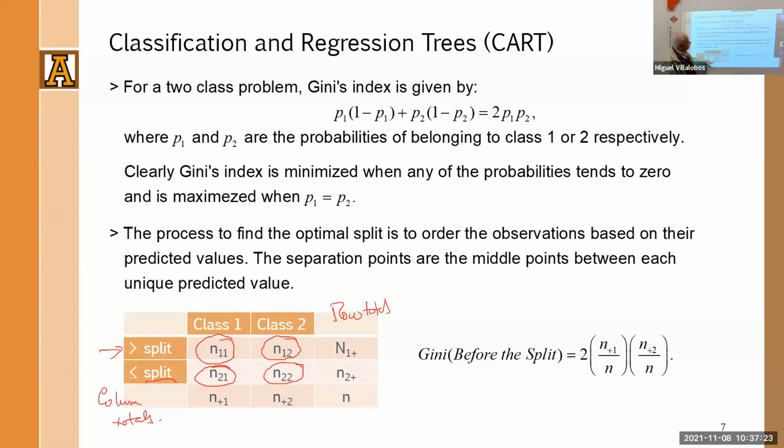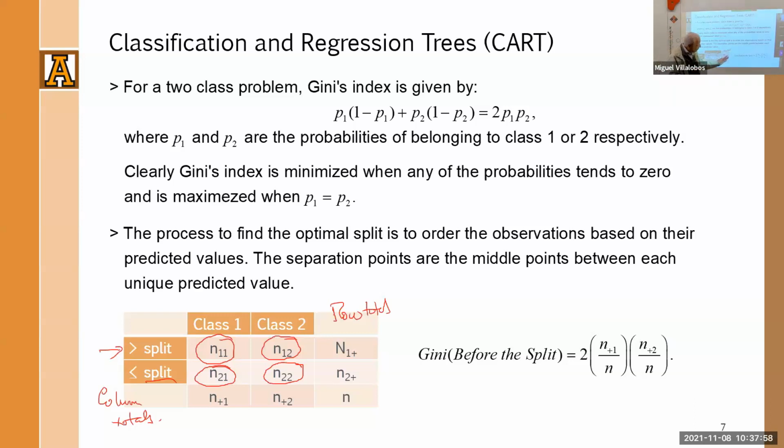It's 2 times that, because I'm estimating these proportions P1 and P2, which are the probabilities of class 1 and class 2. I'm estimating P1 by n+1, which is the total of observations that I have in class 1 for this particular split, divided by n, which is the total number of observations, and n+2 divided by n, which is the estimate of P2, the probability of class 2. Those are the sample estimates of those probabilities.